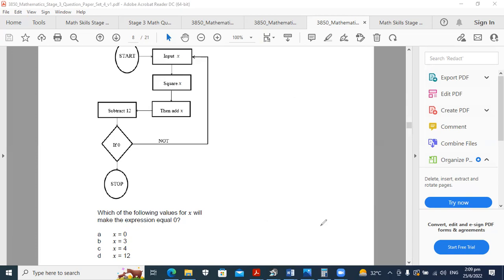You know what this is saying? Let's try 0. You input 0. When you square 0, what do you get? 0 squared is 0, don't you? Yes, sir. Then you add the same x, which is 0. So 0 plus 0 is 0. And then 0 subtract 12 is negative 12. So what this is saying is, if you reach right here and you get 0, you end the program. But when we use 0, we get negative 12. So it can't be 0.